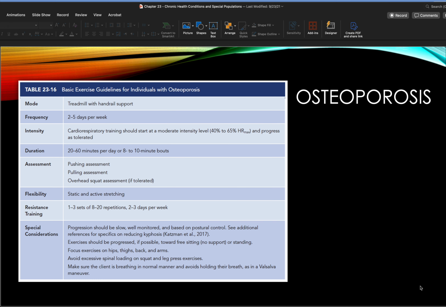There's your guidelines. Again, lower intensity, lower than coronary heart disease. So paying attention to those types of things. All right. And we talked about the special considerations from the previous slide.